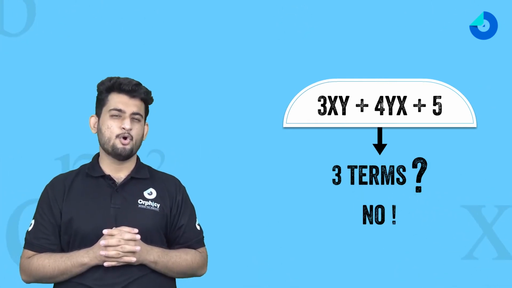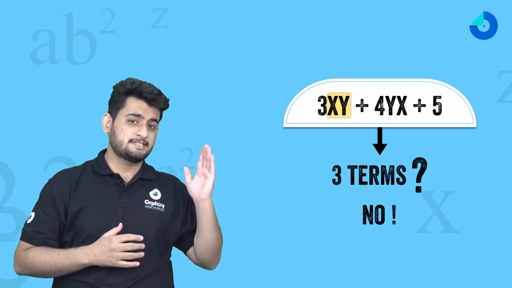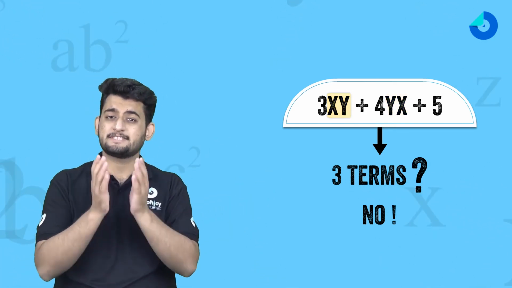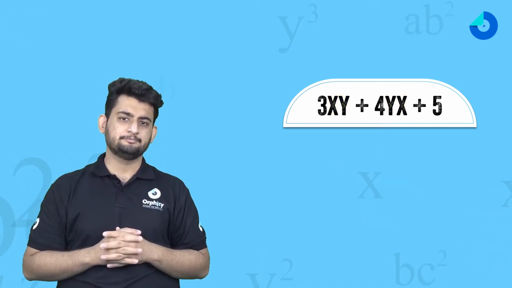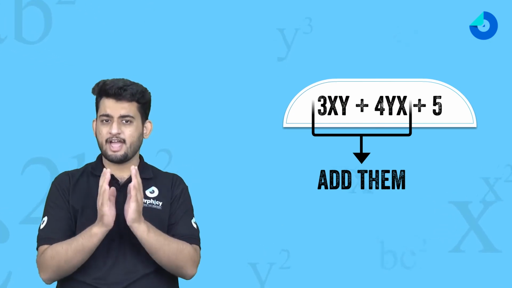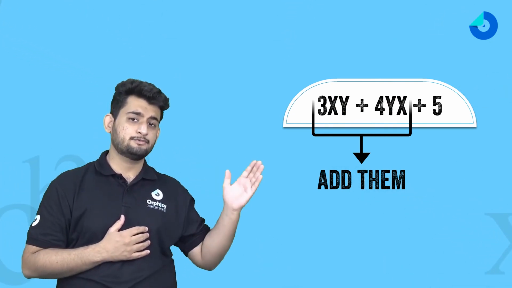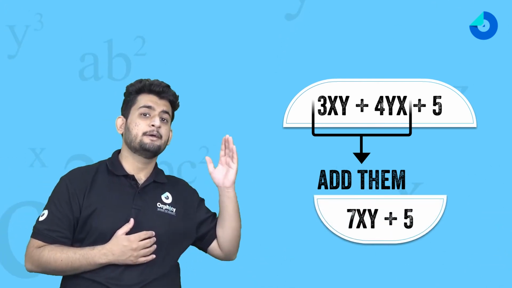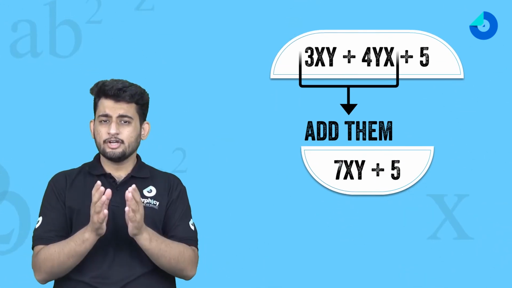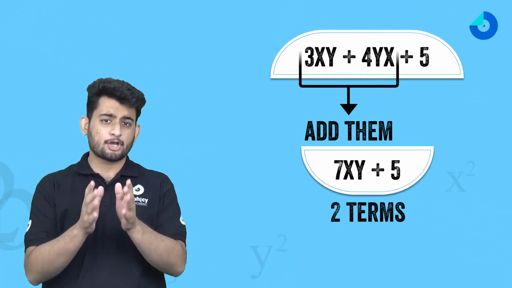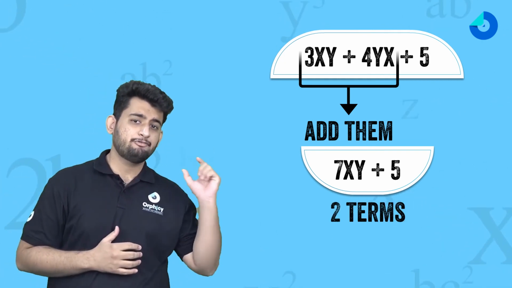Well, no. Why? Because 3xy and 4yx are basically made up of same set of variables with the same degree. So, they can actually be added. We therefore have 3xy plus 4yx plus 5, which is equal to 7xy plus 5. So, this expression actually has 2 terms. This is because 3xy and 4yx are like terms.